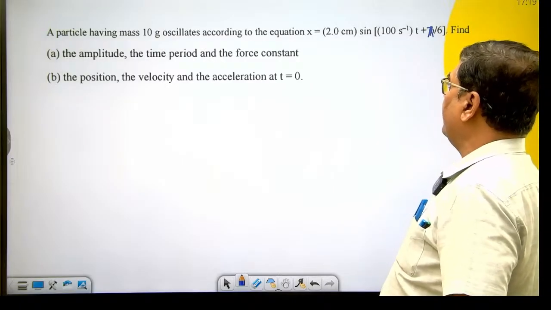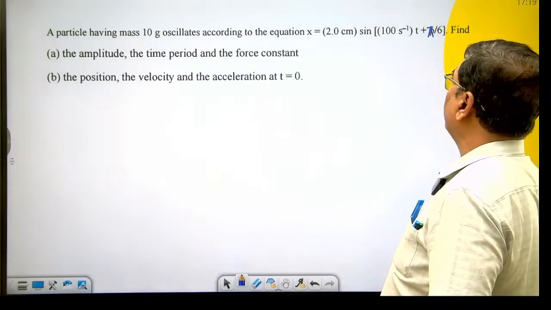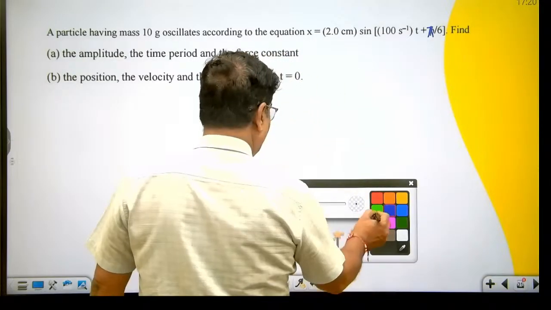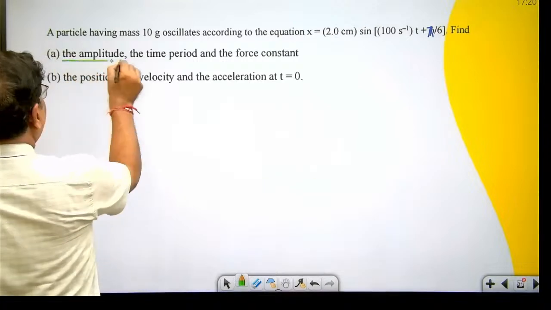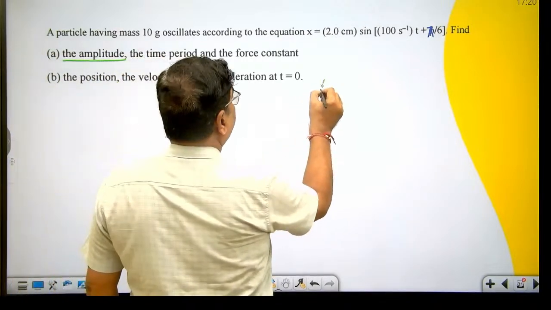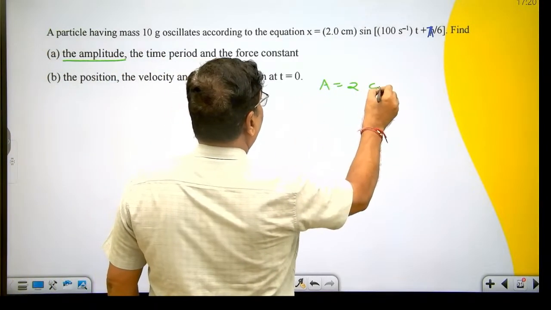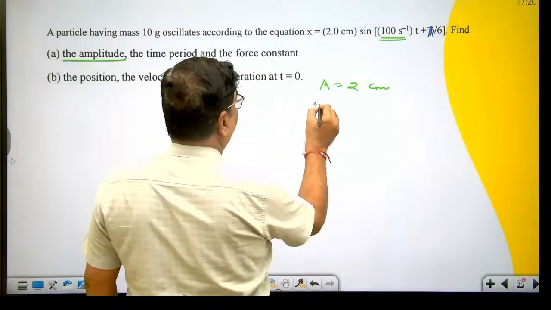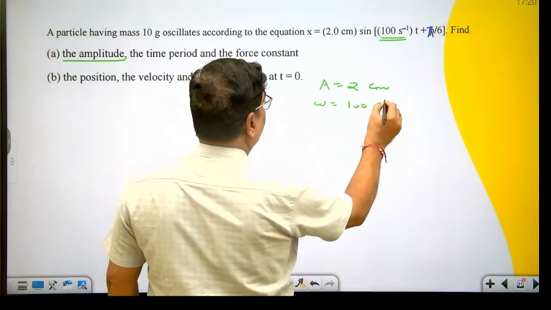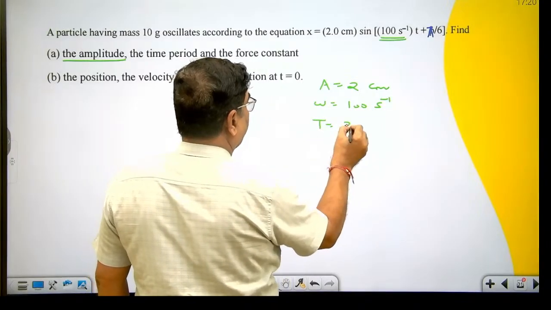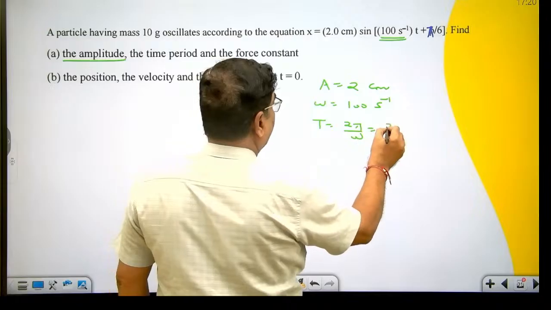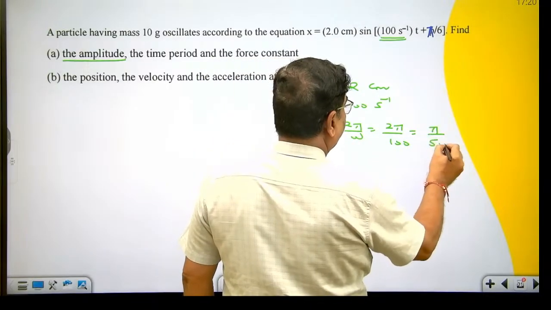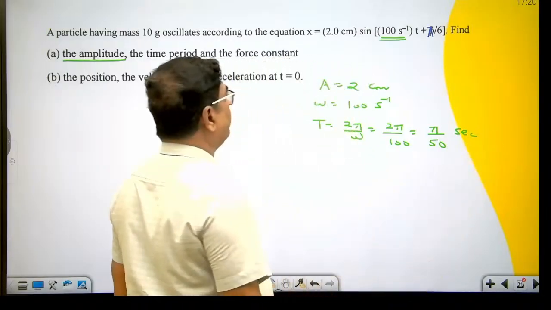By comparing, we can find amplitude equal to 2 centimeter, omega equal to 100, and theta initial phase is pi by 6. So dear student, in the question it is asked what is amplitude. So amplitude is 2 centimeter. Time period: from comparison we get omega equal to 100. So time period can be written as 2 pi upon omega. This is 2 pi upon 100, so this is pi upon 50 second. This is the time period.